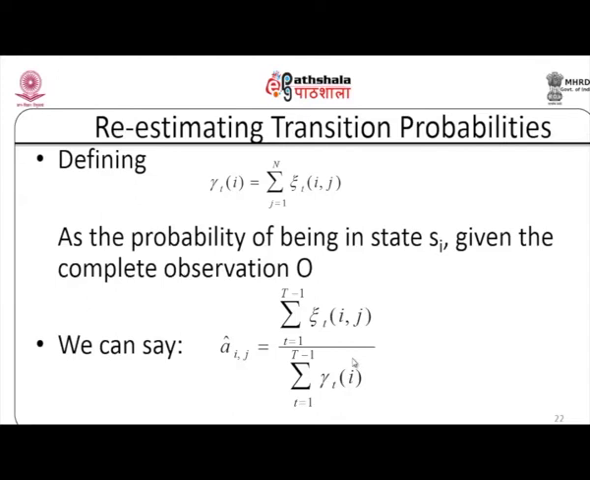This is the transition probability. Basically, we are trying to find the transition probability of going from i to j among all the transitions that can happen from i, and that is what we get as the transition probability.